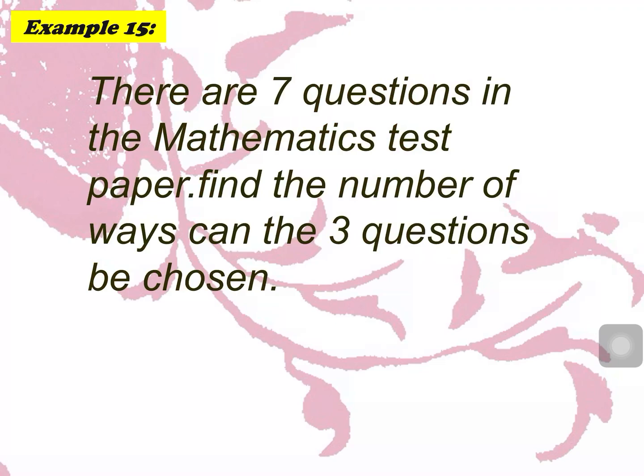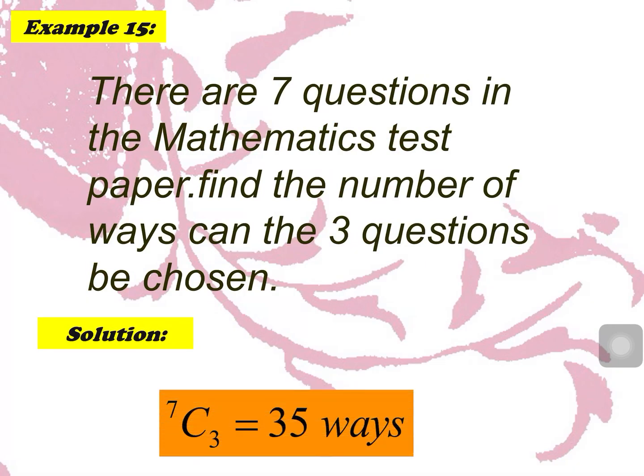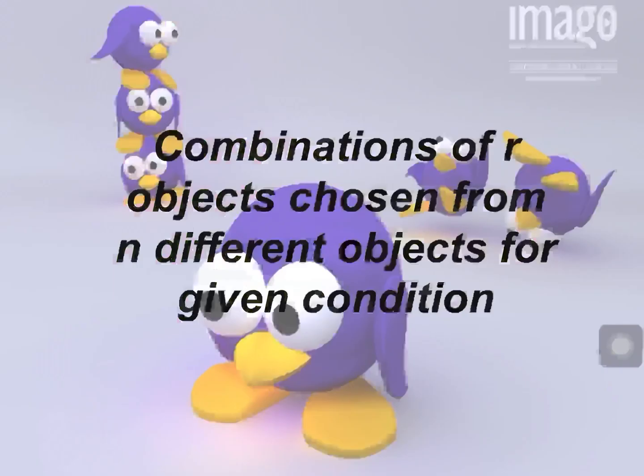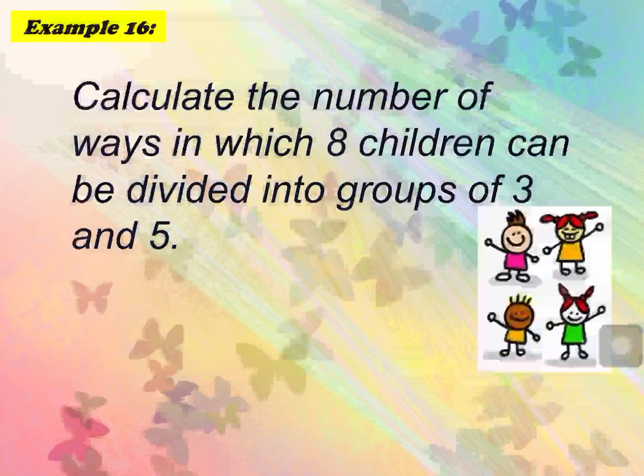Example 15. There are 7 questions in the mathematics test paper. Find the number of ways the 3 questions can be chosen. So how many questions altogether? We have 7. We only choose 3 questions to be answered. Then the solution is 7C3, which equals 35 ways. Okay, so that is a combination of r objects chosen from n different objects.